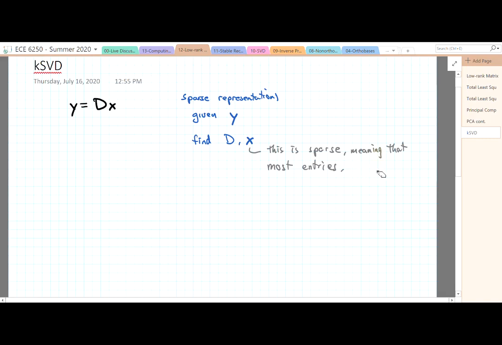and I'm actually not going to use that notation because it'll get confusing with later. I'll just say most entries of x are 0. So, for example, we might have something like 0, 0.2, 0, 0, 0, 1. Might be something like that.